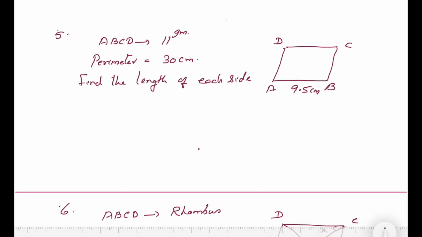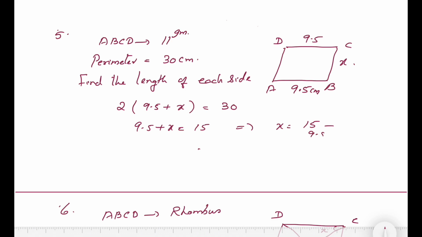The next question is, given ABCD is a parallelogram and the perimeter is given 30 centimeters and one of the sides is given as 9.5. Find the length of each side. So in a parallelogram, opposite sides are equal. So this will be 9.5 and this we do not know. So 2 into (9.5 plus x) is equal to 30. Sorry, 2 into (L plus B) equal to 30. So 9.5 plus x is equal to 15. x is equal to 15 minus 9.5.